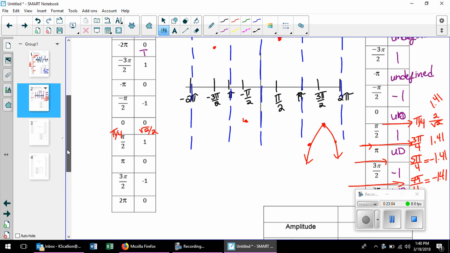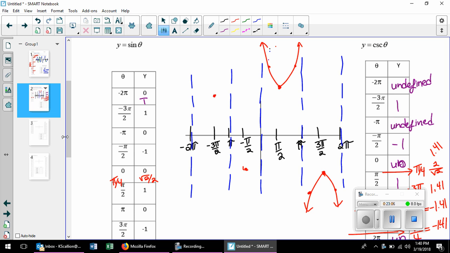So do I need to go on with the table of values for these? I don't know why this is so slow today. So that's your reciprocal sine graph. It's a bunch of small parabolas with asymptotes in between them.